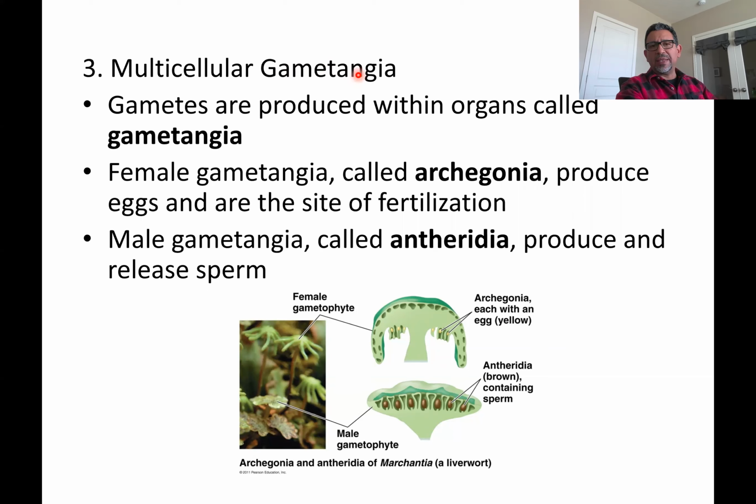So now we're looking at a gametophyte plant. It's the one that is going to have gametangia. And what we find in the female gametophyte is that the female gametangia have a specific name, archegonia. This is where eggs are produced. The male gametophyte has male gametangia, and the male gametes, sperm cells, are produced inside of structures called antheridia. So archegonia is where eggs are produced. Antheridia is where sperm is produced.